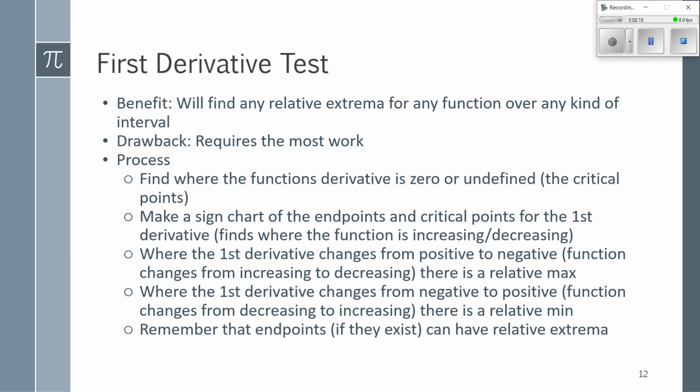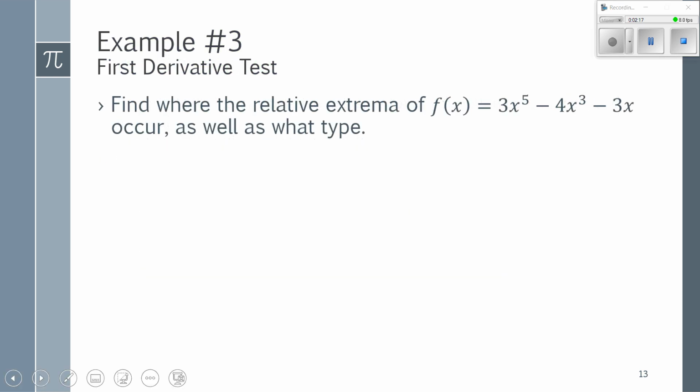So an example of this. I have the function 3x^5 - 4x^3 - 3x, and I want to find all of the relative extrema and identify are they maxes or mins. Well, I'm not told a domain, and polynomial means that my domain is all real numbers. That's really nice for us because it means there are no endpoints complicating things for me.